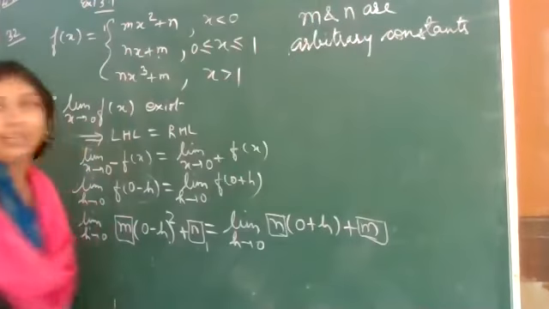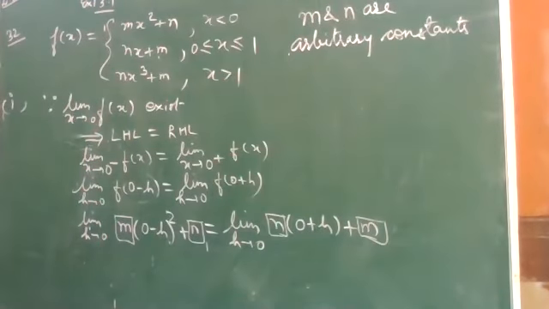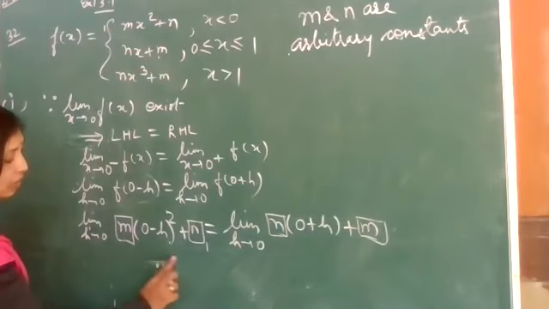नहीं, किसी चैप्टर में नहीं पढ़ा. This is general, right? So wherever you get such type of constants, they are arbitrary constants. Arbitrary मतलब कुछ भी. They can have any value. हाँ, बिल्कुल. ठीक है? So if we solve this, we get m equals to n.